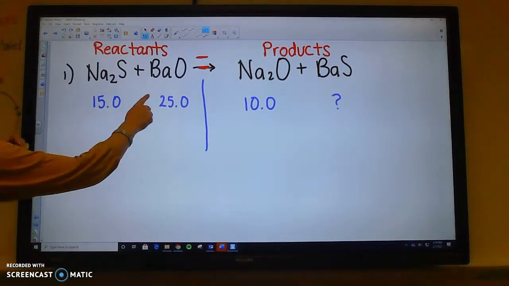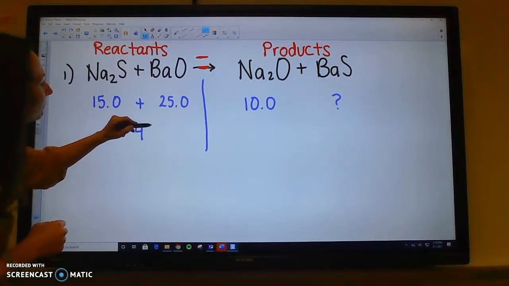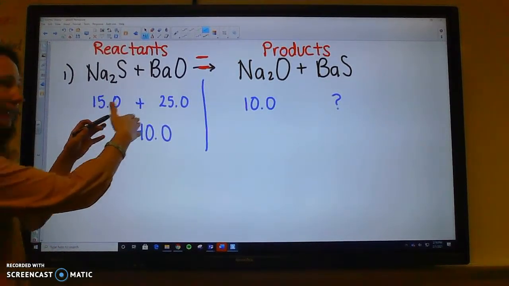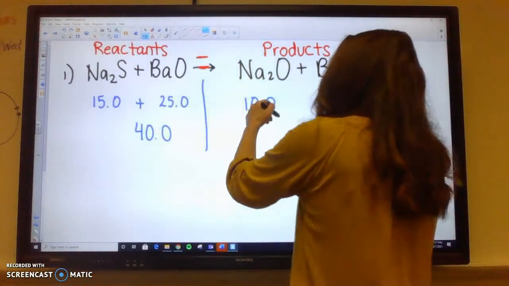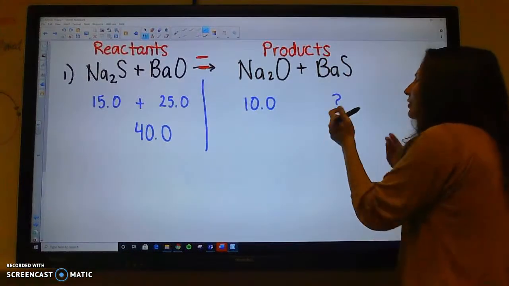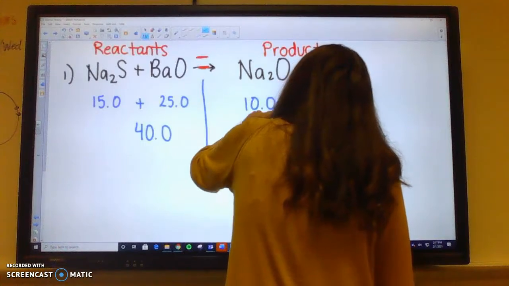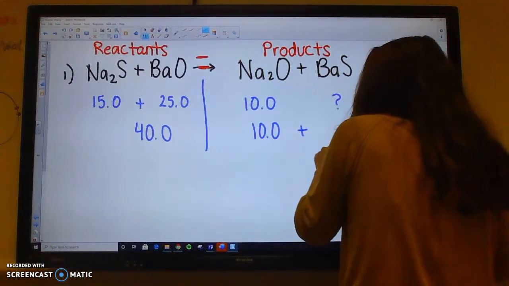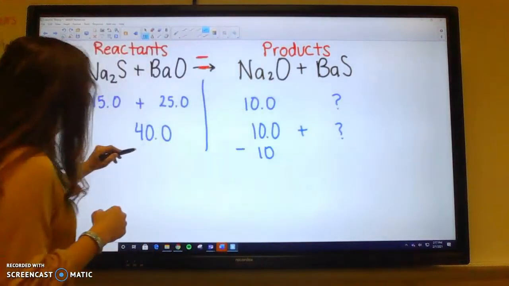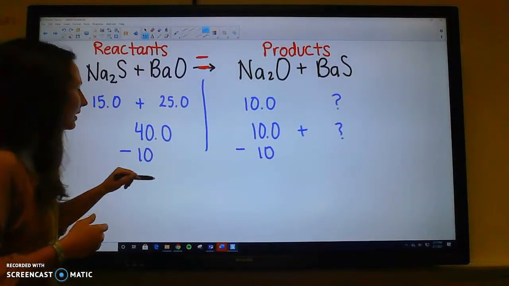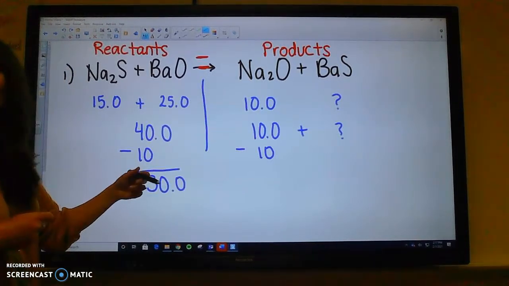So 15 plus 25, let's see, 25, 35, 40. So this adds up to equal 40.0, all right? And that's going to equal 10 plus what? It's like algebra. You can make this a question mark, you can make it X. I'll just leave it as a question mark. To solve for that, you have to subtract 10. It doesn't even have to be this difficult, but 40 minus 10 is 30. And then everything's got a decimal and then a 0.